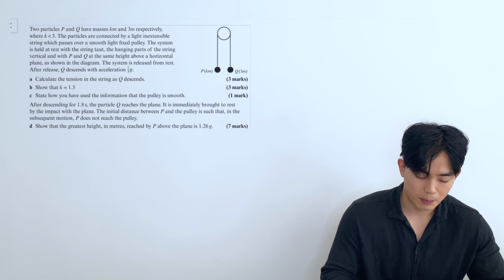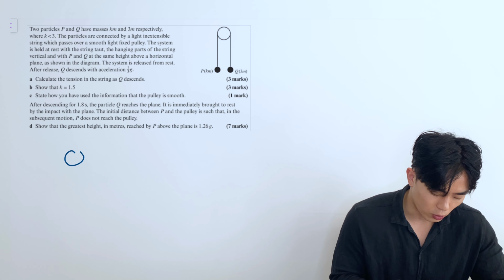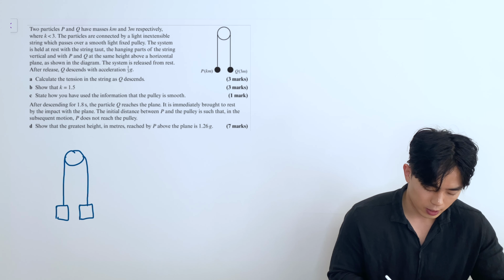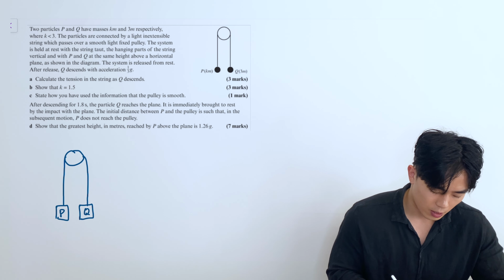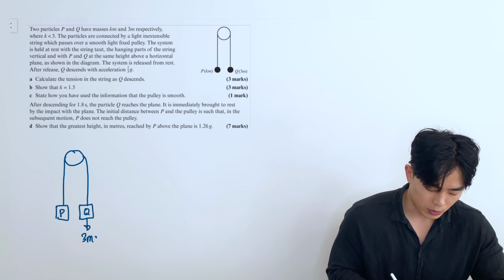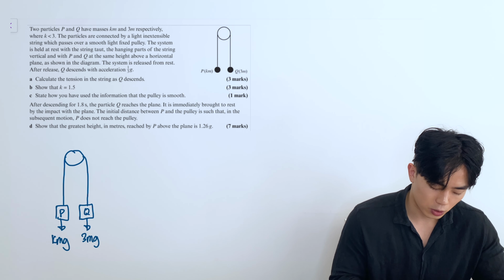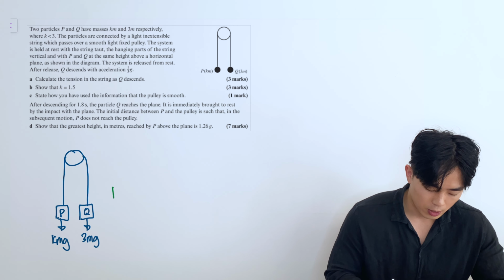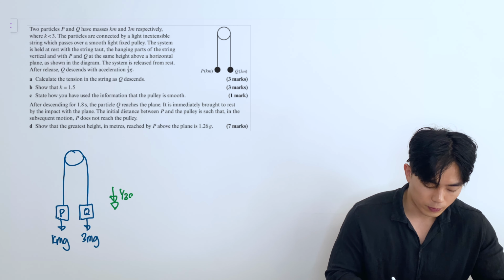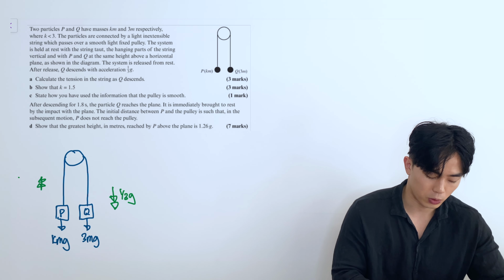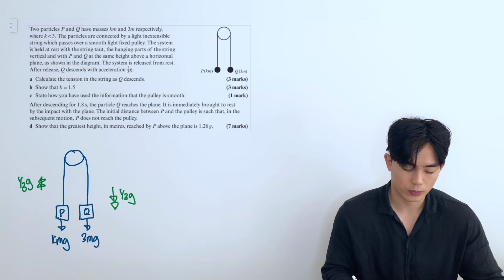First things first, let's sketch this, labeling all the different forces that we do know. We have a pulley and two particles, and they are at the same level initially. So this is Q, this is P. Q's weight is 3m, so it's going to be 3mg downwards. P has weight kmg, we don't know the k. Once it's released, Q descends with acceleration 1/3 g. Because P is connected to Q, it's going to accelerate upwards with the same acceleration 1/3 g.